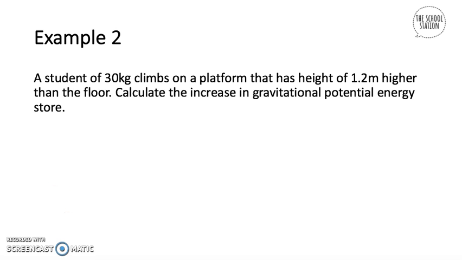Alright guys, I hope you've tried it out, and now I'm going to go through the answer. Again, I wrote down the formula first of all, because it's asking for the gravitational potential energy store. So I did 30 times 10 times 1.2, where 30 is 30 kg, which is the mass, 10 is 10 newtons per kg, which is obviously the gravitational field strength, and 1.2 meters is the height. So 30 times 10 times 1.2 equals 360 joules, and that's going to be your answer.